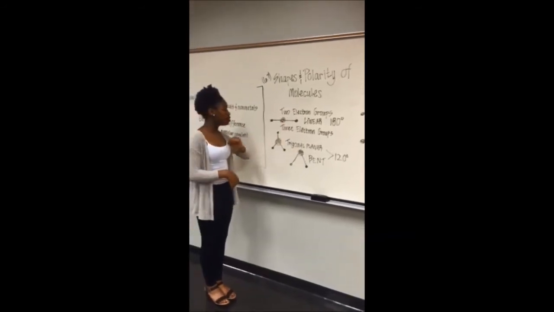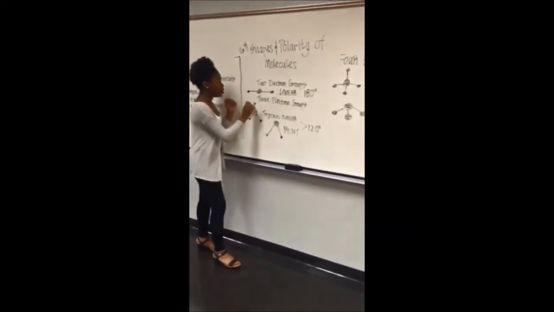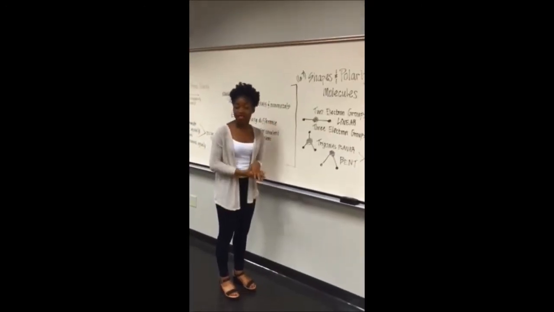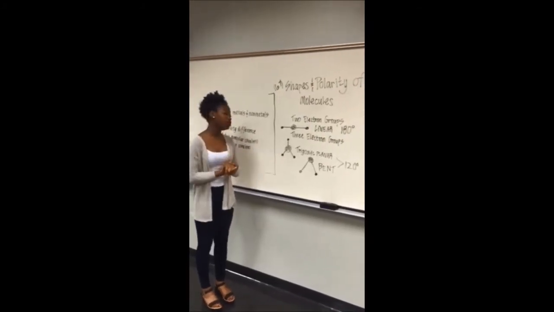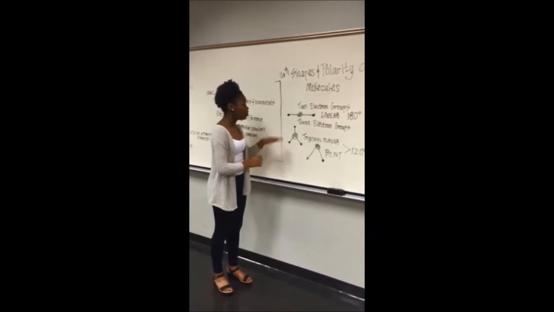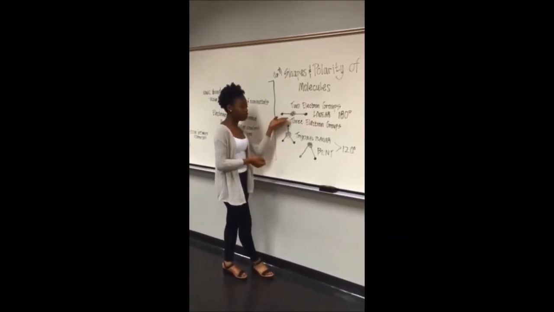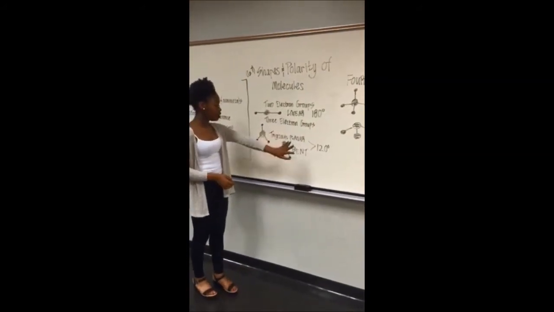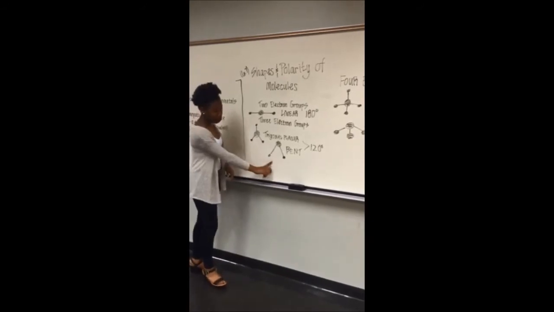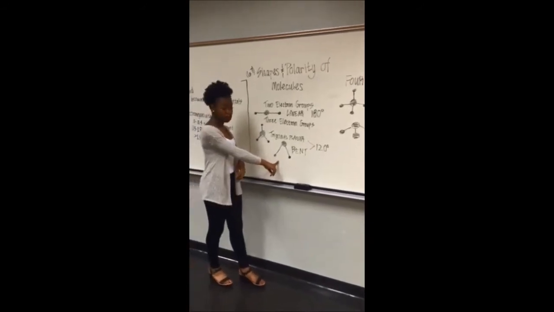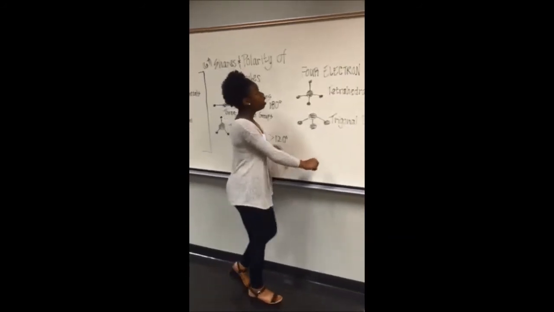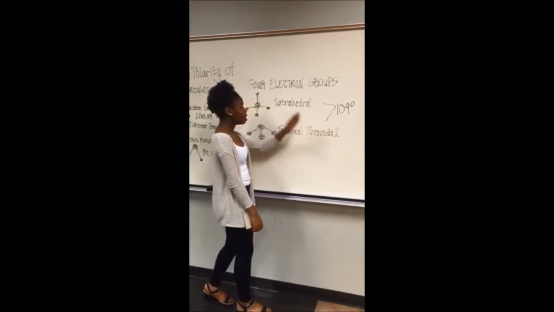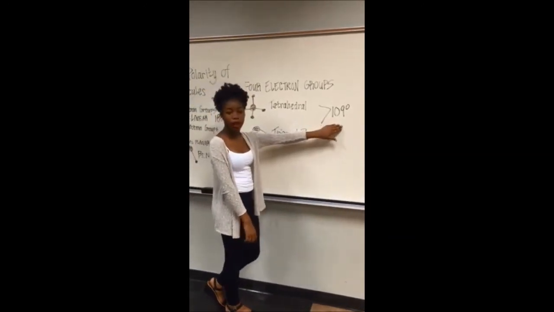Section 6.7 covers the shapes and polarity of molecules. Then we'll be talking about bond shapes. The first, which has 2 electron groups, is linear, and that is 180 degrees. Bond shapes with 3 electron groups are trigonal planar and bent. Both of these have 120 degree bond angles. 4 electron groups are tetrahedral and trigonal pyramidal. These bond shapes have 109 degree bond angles.